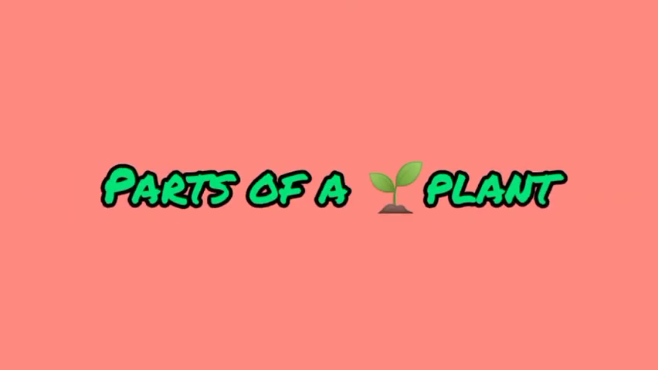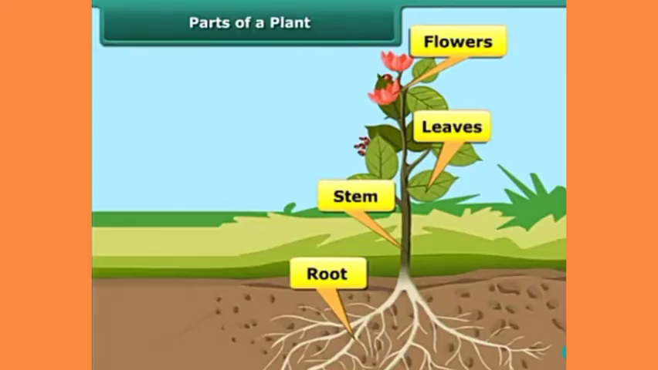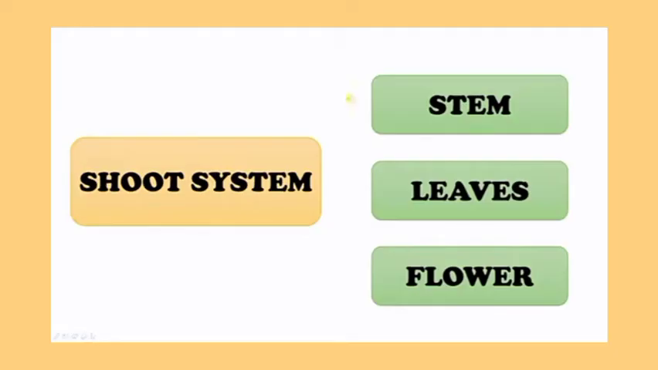Next, parts of a plant. I know you all are very familiar with the different parts of a plant. All of you look at this plant. Here you can see the different parts of this plant: flower, stem, leaves and roots. We can mainly classify the plant parts into two categories, that is shoot system and root system. Shoot system involves flower, stem and leaves. Then root system consists of only roots.